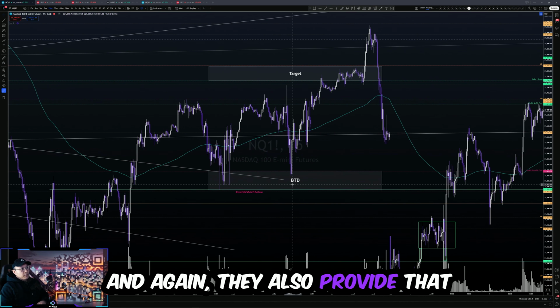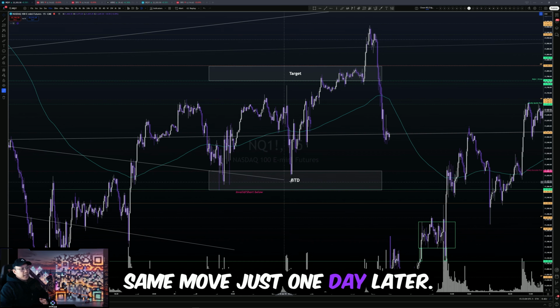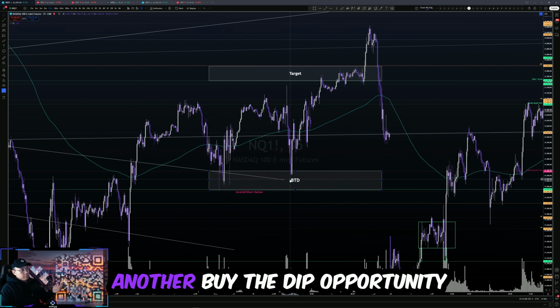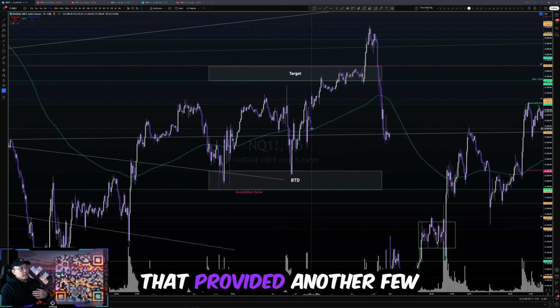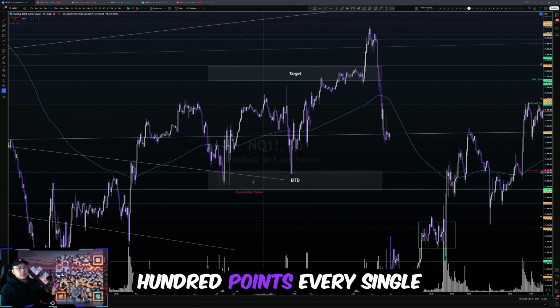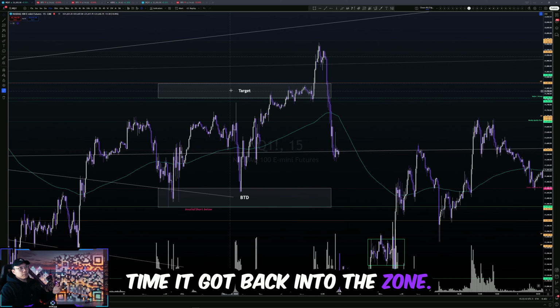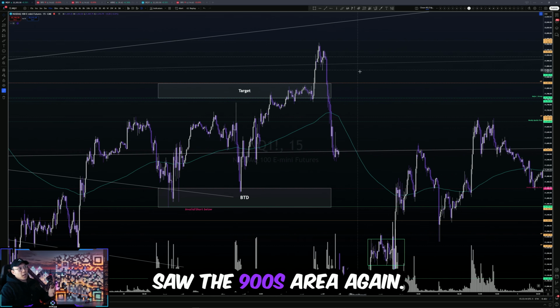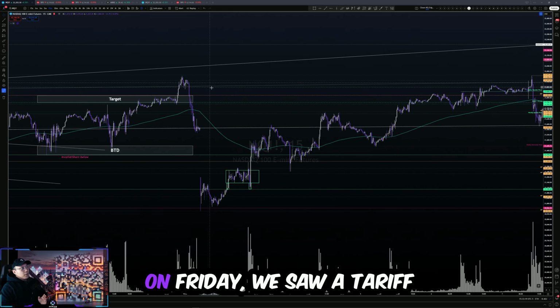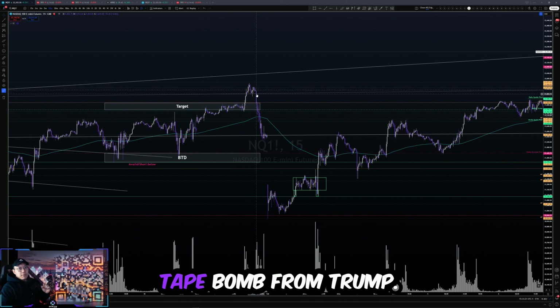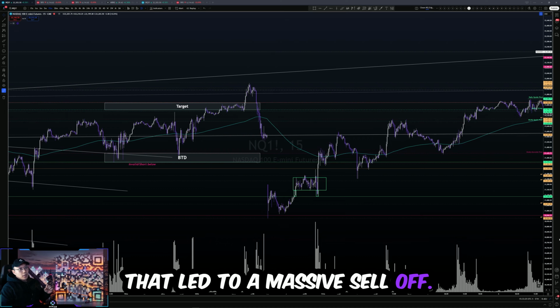And again, they also provided that same move just 1 day later. Another buy the dip opportunity that provided another few hundred points every single time it got back into the zone. And from there, we eventually saw the 900s area again. On Friday, we saw a tariff tape bomb from Trump that led to a massive sell-off.